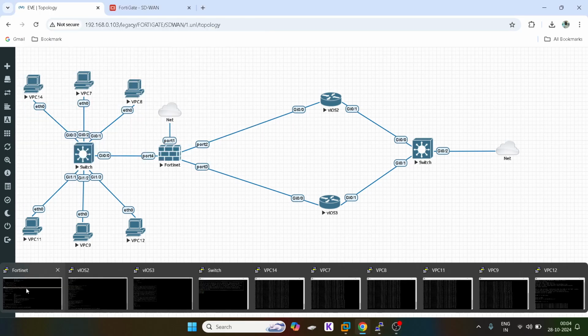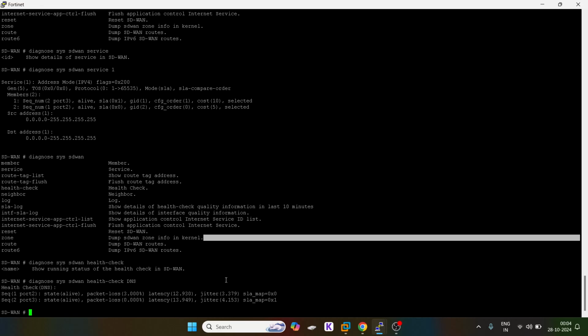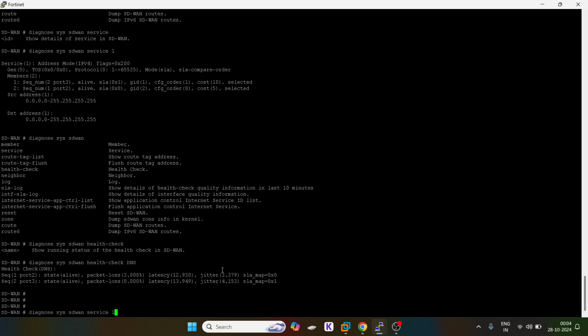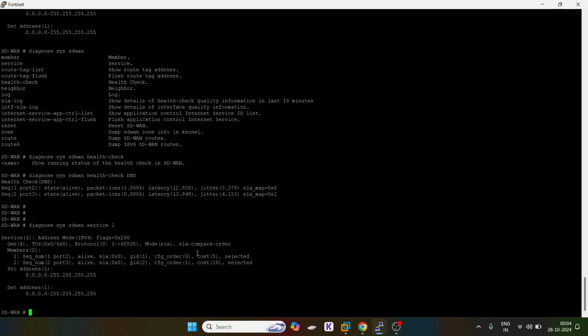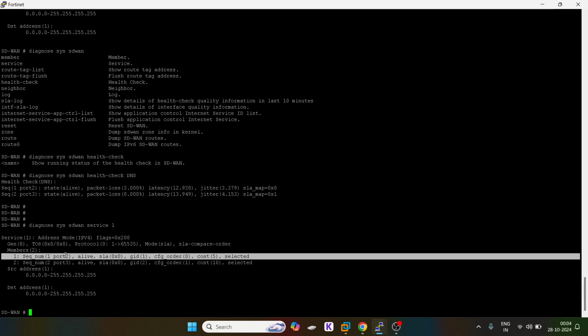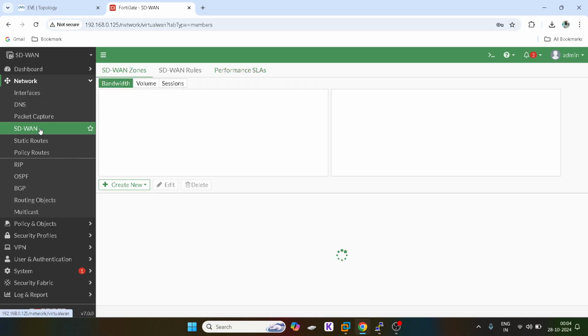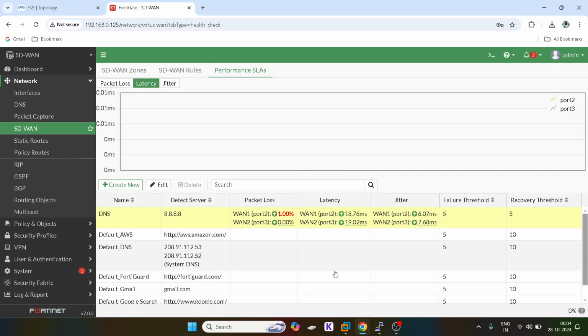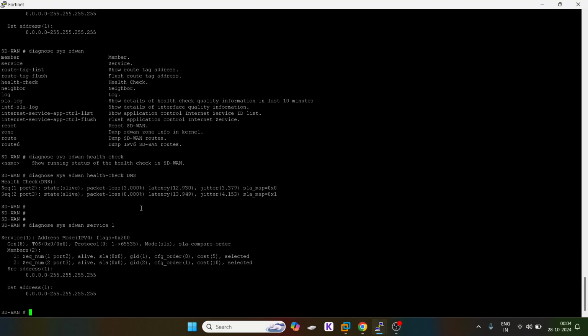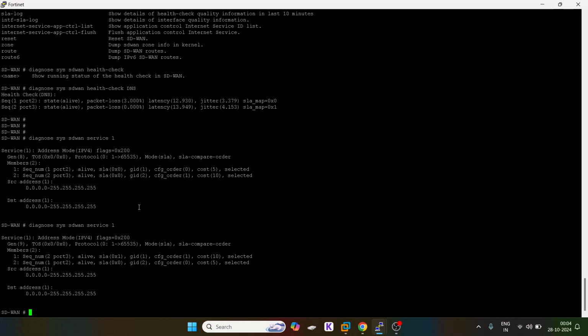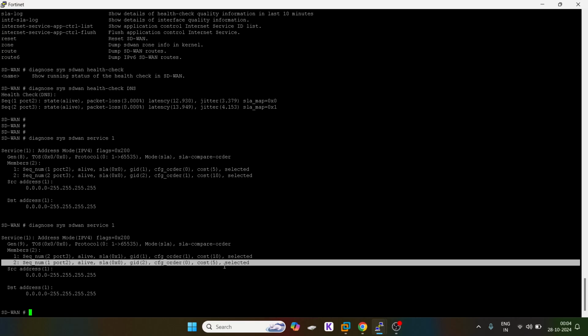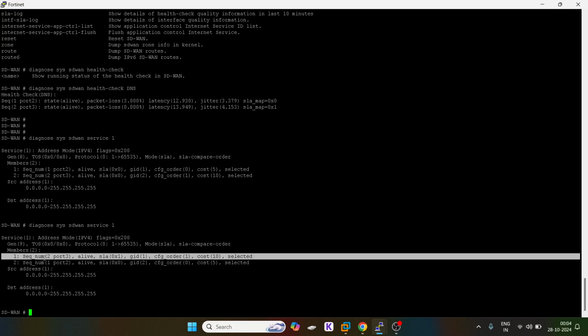Now let's check over here. I will check diagnose system service. You can see that link one has higher packet loss, which is port 2. There is some packet loss over here, and that's the reason the sequence number of port 3 is higher. The path via port 3 will be preferred.